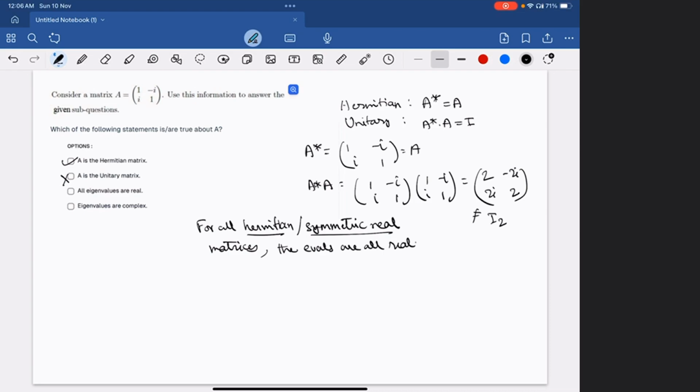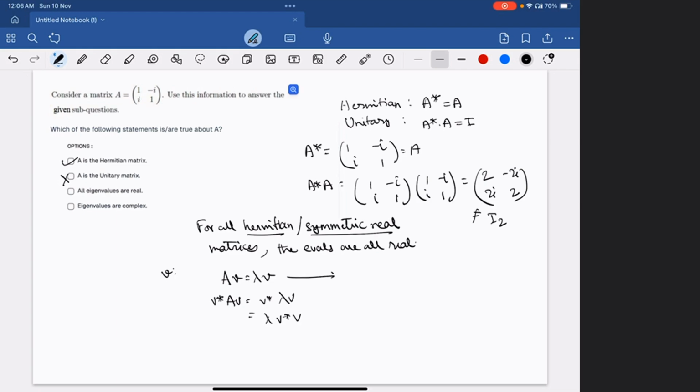Now, why does this hold? For that, let's say V is an eigenvector of the matrix A, right? So what does that mean? That means AV is equal to lambda V, right? Again, V is a non-zero eigenvector. Now, if I multiply on the left by V star, V star AV would be equal to V star lambda V, which is same as lambda V star V, right? Because lambda is a scalar, you can pull it outside, right?